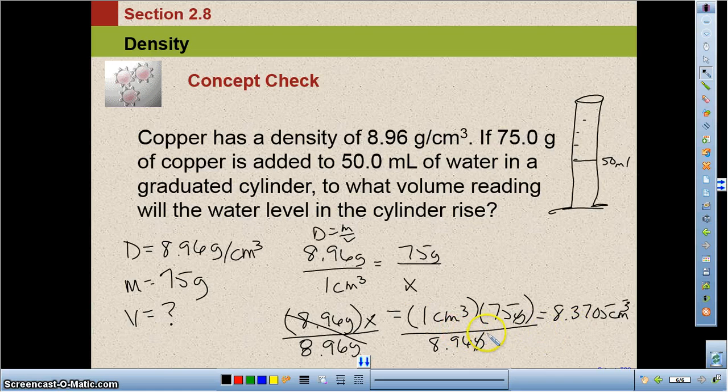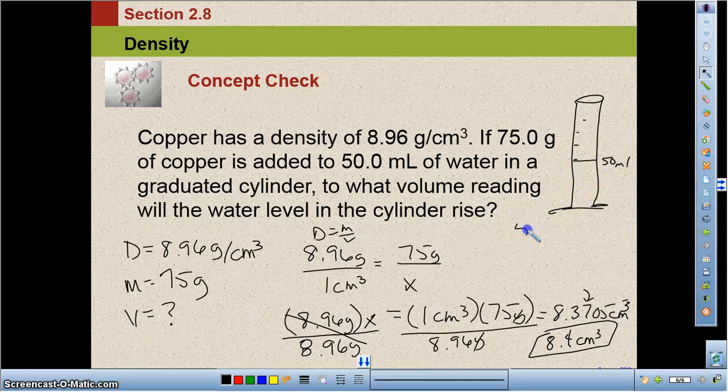Let's get our sig figs right. We have 3 here, we have 2 here, so we're only going to keep 2 in our answer. So there's 1, 2. We look at this, it's 5 or larger, so we're going to round up. So it's going to be 8.4 cubic centimeters is the volume. That's not what the question asks for, though. We have to have that to answer the question. But it says if that's added to 50 milliliters of water, what volume is going to be read, or what level will it rise to once it's added?